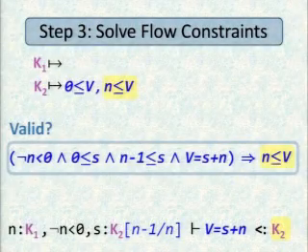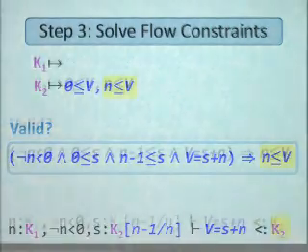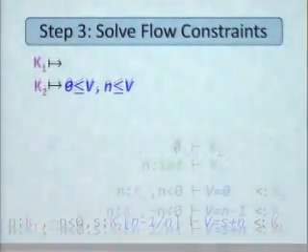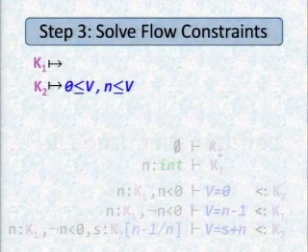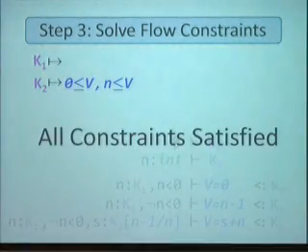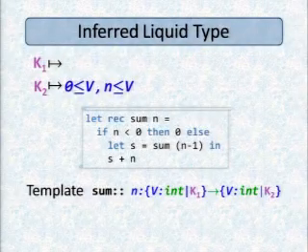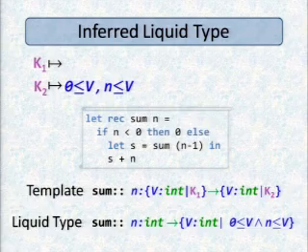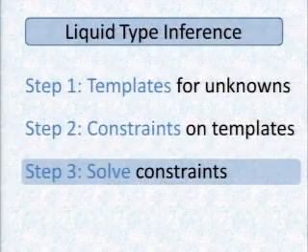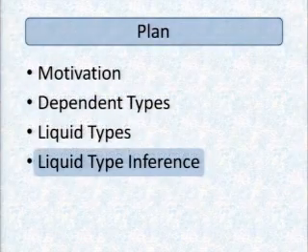What about this one? Is value greater than n? Let's see. Value is equal to S plus n. And S is greater than 0. Therefore, value is greater than n. This one also holds. And so both those qualifiers are left standing, and now all the constraints are satisfied. Okay? All the constraints are satisfied, and now we had this template, we just plug the solution back in, and you get this back. Okay? v is greater than 0, n is less than v. Okay, so that's pretty much it as far as liquid type inference goes.